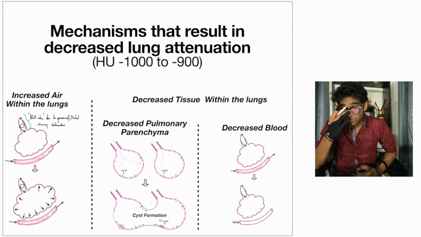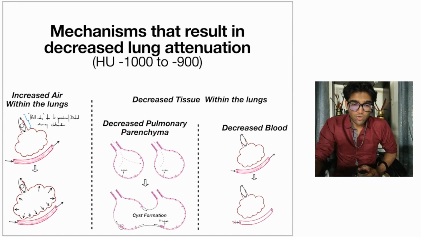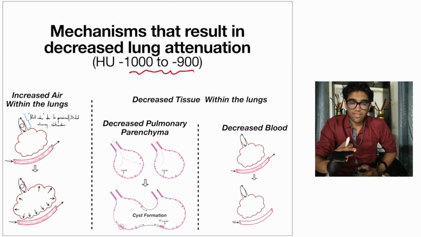So now coming to our topic at hand, that is mechanisms of decreased lung attenuation. Decreased lung attenuation is defined as when you measure the actual attenuation, a Hounsfield unit value, that is minus 1000 to minus 900, and the scale goes from minus 1000 to plus 1000. So this is the lowest possible value.